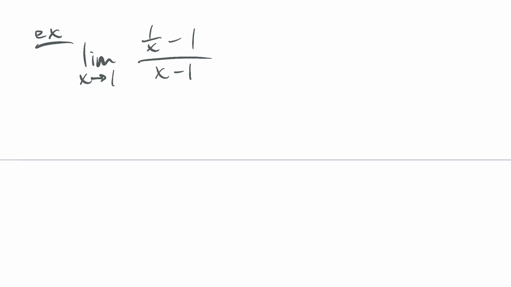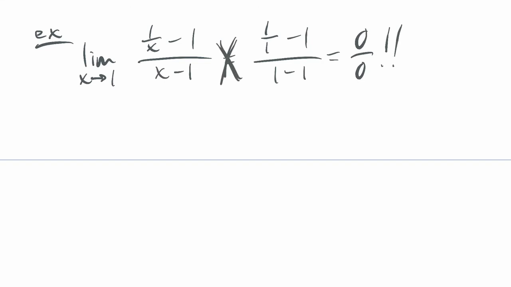Okay, so for this one, if I plug in 1, I'll get 1 over 1 minus 1 over 1 minus 1. Oh, that's 0 over 0. That means that's not what the limit is. Cross it out. This means we have to do some algebra.